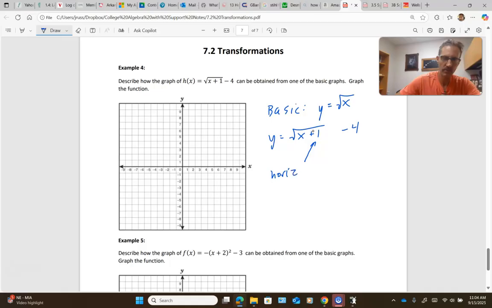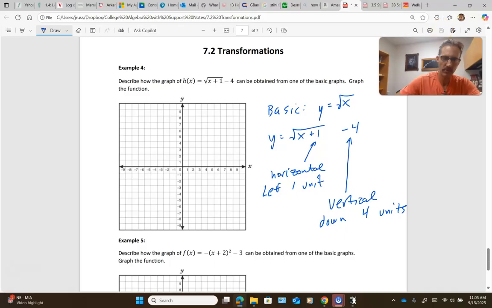That will yield a horizontal transformation. But it's not going to go to the right 1. It's going to go to the left 1 unit. Okay? And then finally, we'll take into account the negative 4, and that is a vertical transformation, and it will shift it down 4 units.